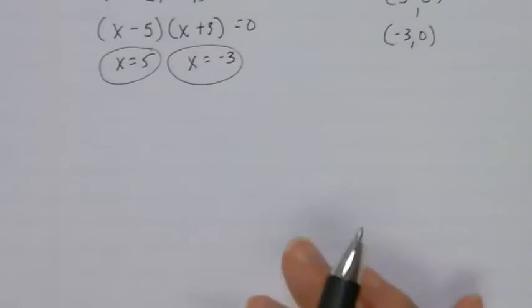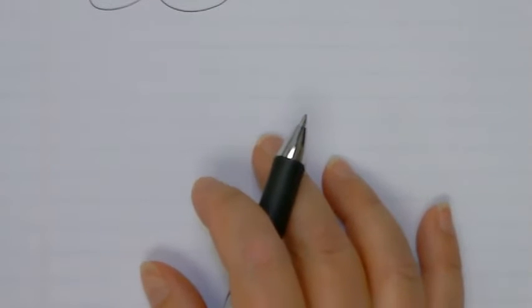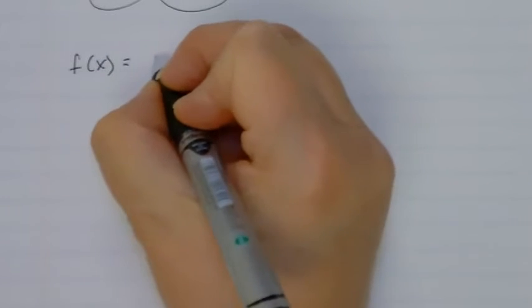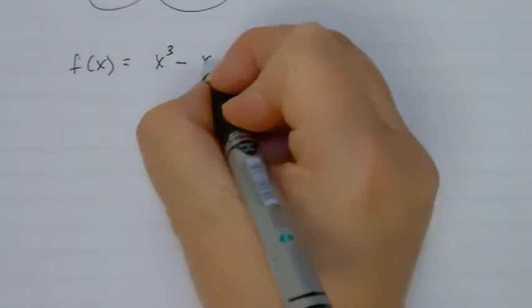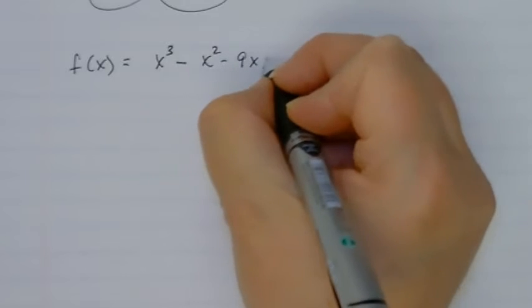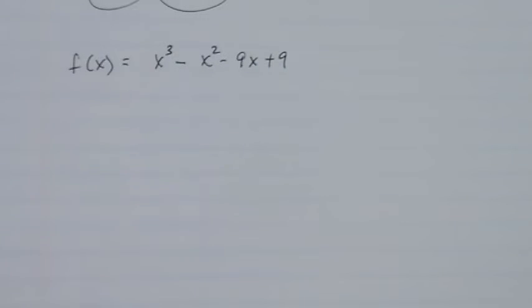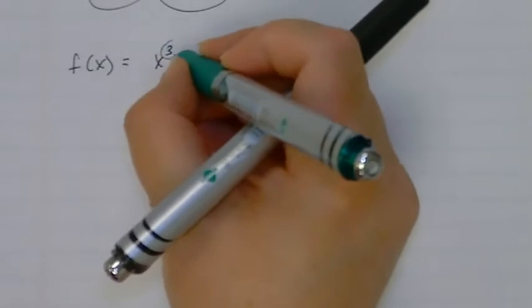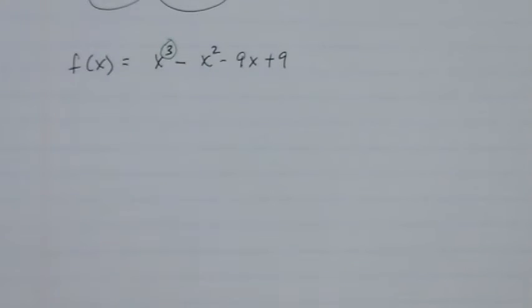Let's do another example here of finding zeros using the fundamental theorem of algebra. Let's start with f of x equals x to the third minus x squared minus 9x plus 9. So I'm not given a zero, but I do know that I should have 3 zeros. At least one of the zeros will be real because this has to cross the x-axis someplace.